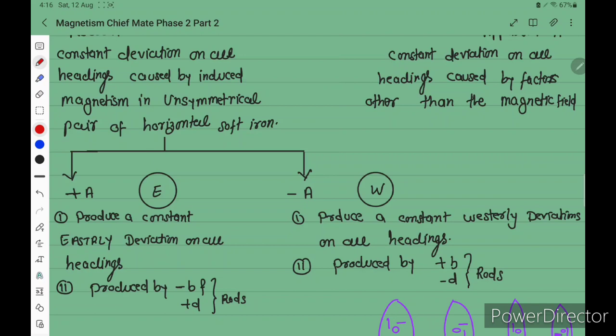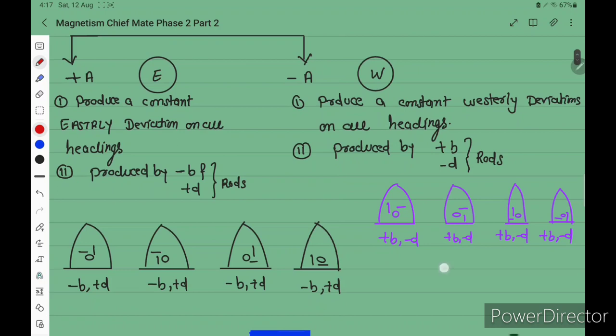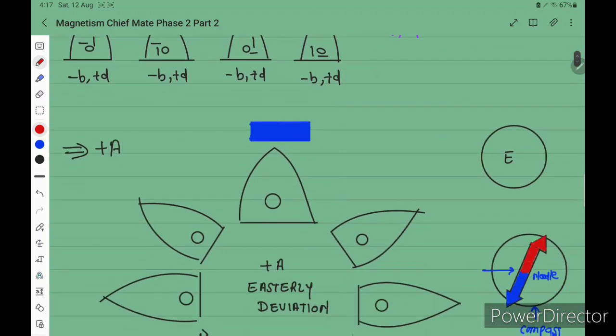So if the question says the vessel is producing constant easterly deviation on all headings, that means they are asking about plus A. And if it says constant westerly deviation on all headings, that means you have to explain minus A. Okay, so we discuss plus A.